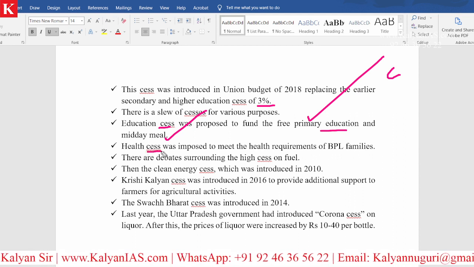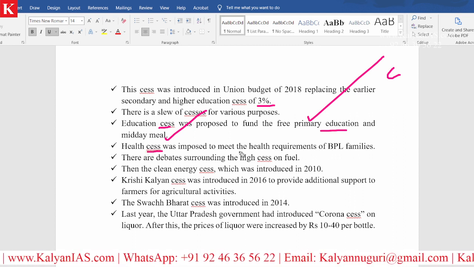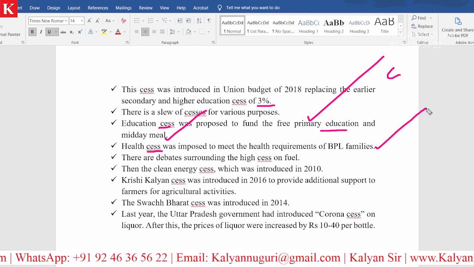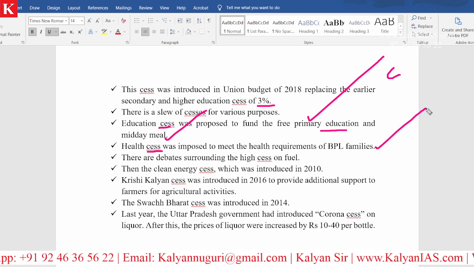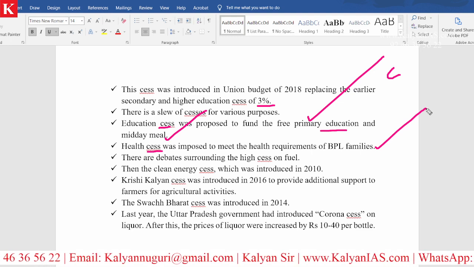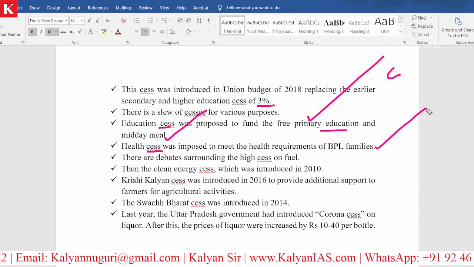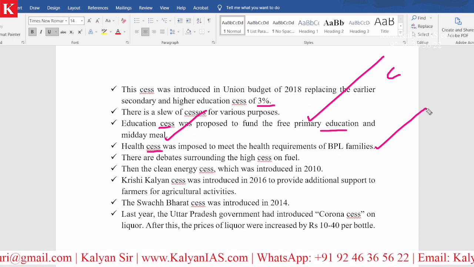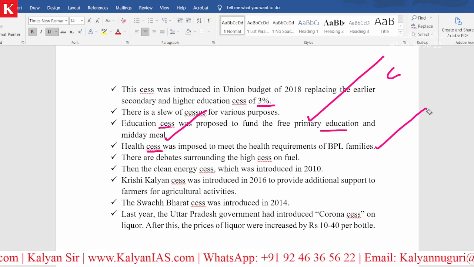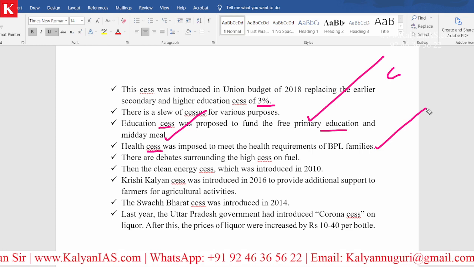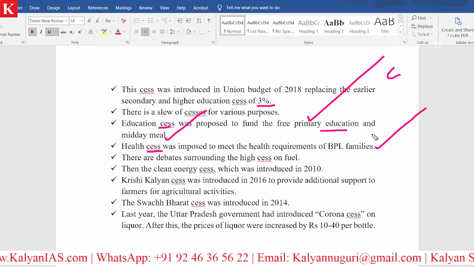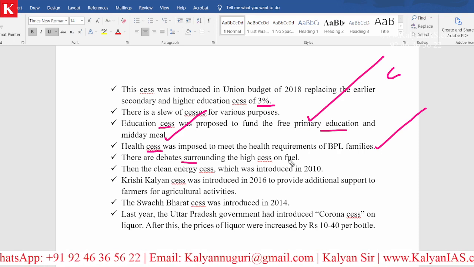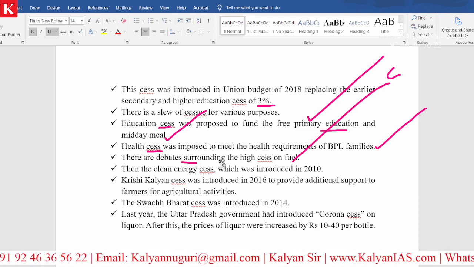Similarly, health cess was imposed to meet the health requirements of below poverty line families. Who will take care of their health? Government has to take care. Where is the money? Come on, charge cess. Utilize that money for the health requirements of the below poverty line families. Right? And there is a debate surrounding high cess on fuel.